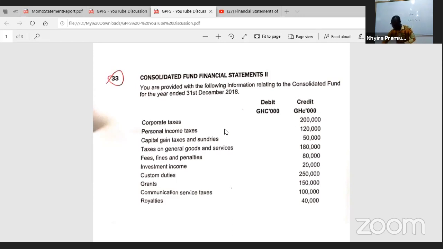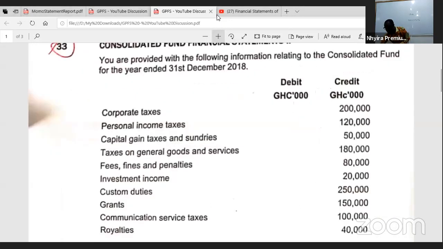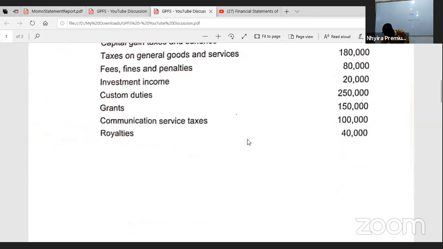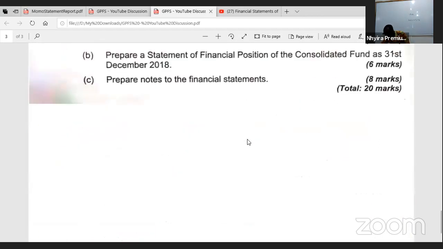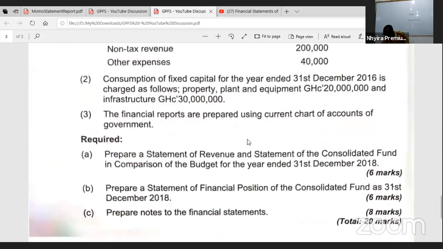In that case, we're also going to come back above to the trial balance given to us in here, and we'll be able to derive the things that we need to have. So let's scroll down straight to the requirements of the question. That is where our focus is. For 20 marks, the examiner said we should prepare a statement of revenue and expenditure of the consolidated fund in comparison to the budget for the year ended 31st December 2018.